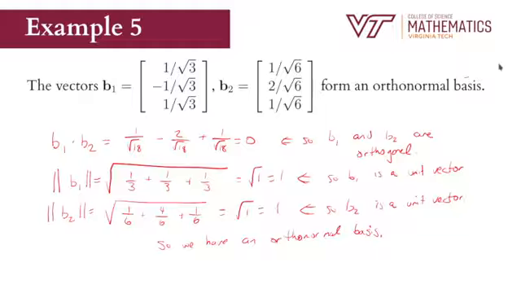Why is an orthonormal basis faster for a computer to work with than just a regular orthogonal basis? It's because in the formula v dot b1 over b1 dot b1, for example, that we use to find the coordinates, the denominator is always 1. 1 over root 3 times 1 over root 3 is 1/3. The middle coordinate times the middle coordinate is 1/3. The last coordinate times the last coordinate is 1/3. When we add them together, we get 1.